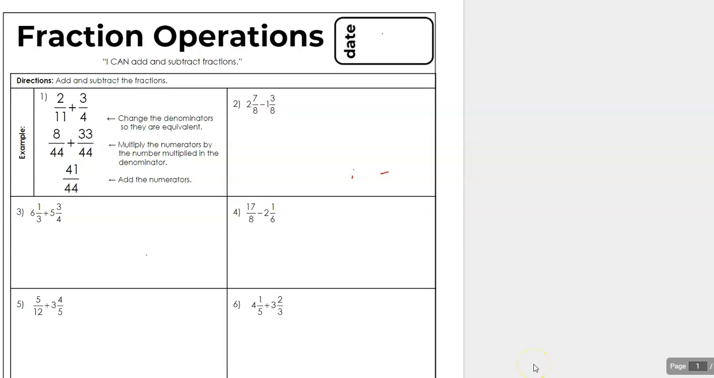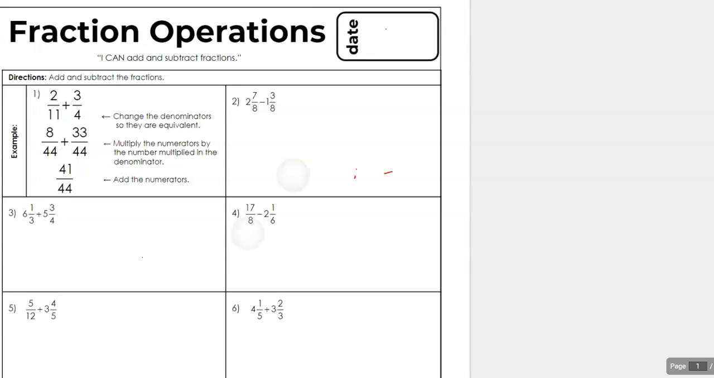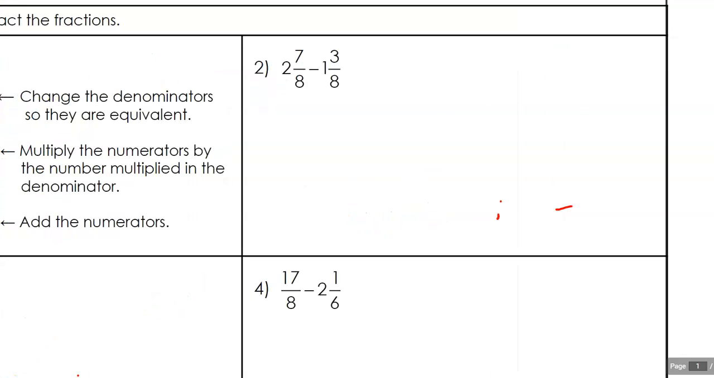All right, class. So today's homework is on fractions and operations, okay? Fractions and operations. We're going to be adding and subtracting fractions. I'm going to make this just a little bit bigger. So I'm going to write this, it's a little easier to see if you write it vertically, up and down. So this is going to be 2, whole number 2, 7 over 8. And it's minus 1 and 3 over 8, okay?